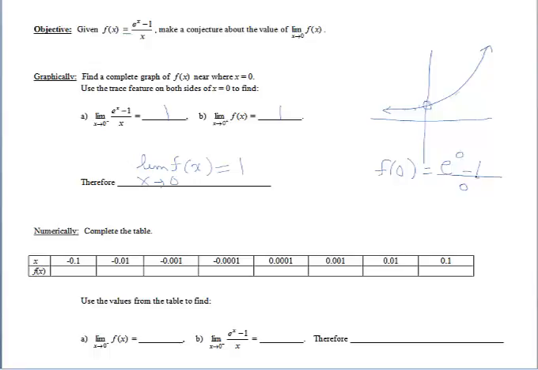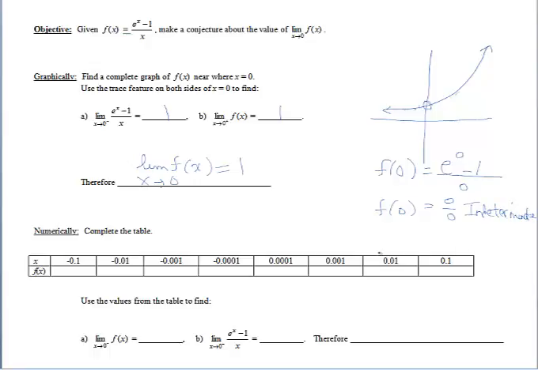e to the 0 is 1. 1 minus 1 is 0. So we end up with 0 over 0. Okay, well look at this form here. This form is what we call the indeterminate form. It's indeterminate.